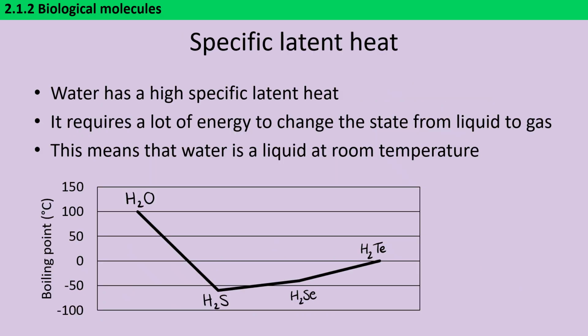This graph shows the boiling points of the hydrides of the different group 6 elements. You can see from the general trend that the closer to the top of the periodic table the group 6 element is, the lower you would expect the boiling point to be. But the one substance that's bucking the trend is water, which has a much higher boiling point than expected. This is because water has a high specific latent heat of vaporization, and it requires a lot of energy to change the state from a liquid to a gas. This means that water is a liquid at room temperature, even though we wouldn't expect that to be the case.